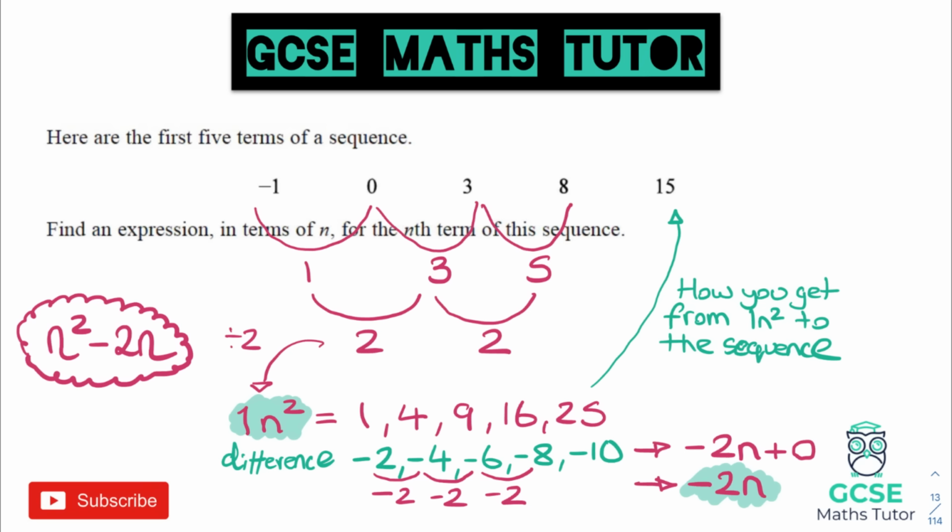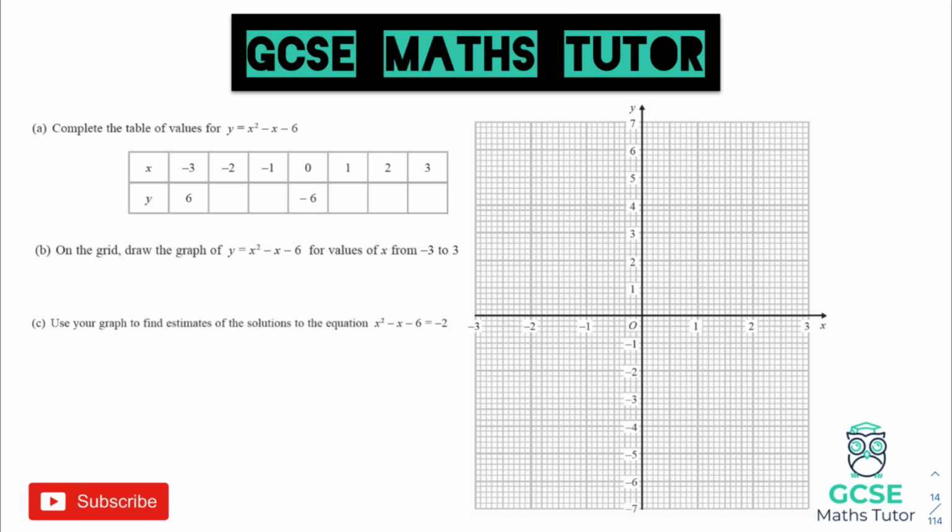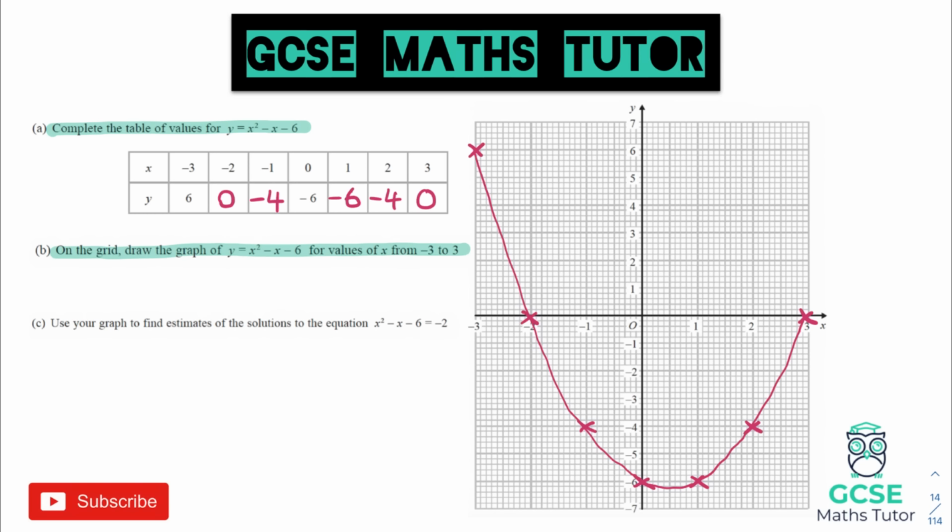So it's just minus 2n. So it was n squared minus 2n, but you could have anything at the end there. When looking at a quadratic graph, we should already know from the previous video how to plot a quadratic graph: getting all those numbers in the table, plotting them very carefully onto your coordinate grid and joining them up with a nice smooth curve.